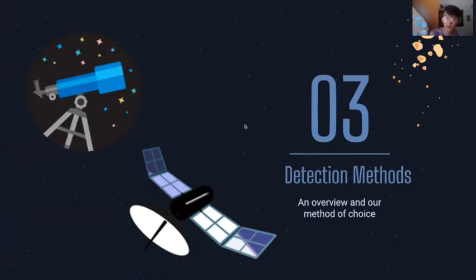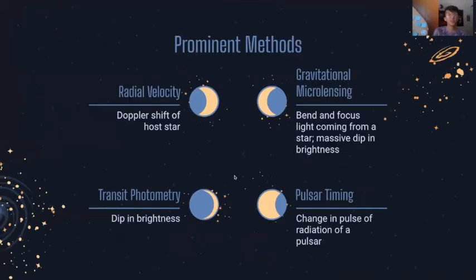So next, I'm going to talk about some detection methods of detecting exoplanets, and we're going to talk a bit more about our method of choice. There are multiple methods. The first one I have here is radial velocity. In this case, we measure the Doppler shift of our host star. So we have our host star, and there might be a red shift or a blue shift of the star spectrum. In that case, we would be able to tell that there's an exoplanet there.